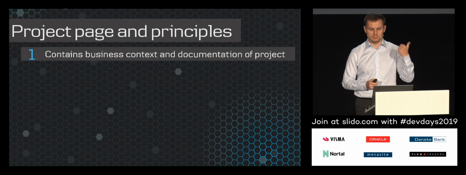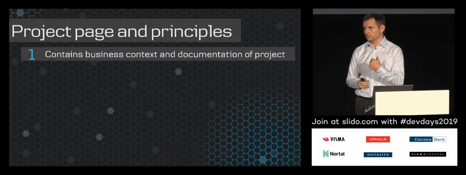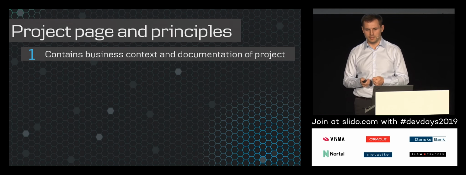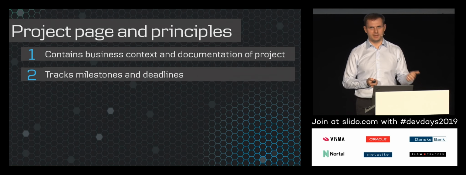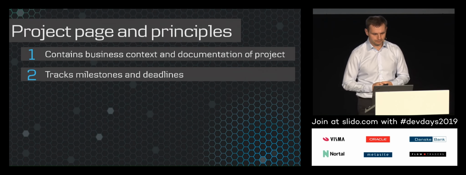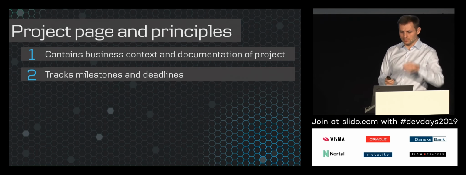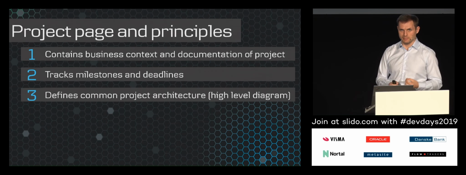First, it needs to contain business context and documentation related to it, so people can go in and see why the hell we're doing this thing. What is the end value for the business? Then it tracks milestones and deadlines. It's again a living document, and it can be anywhere. Good examples could be README files in GitHub repositories. If the project contains multiple repositories, then it can be some sort of a shared wiki. But it's somewhere where people communicate. It's accessible to everybody, not only the engineers, because there are many stakeholders.